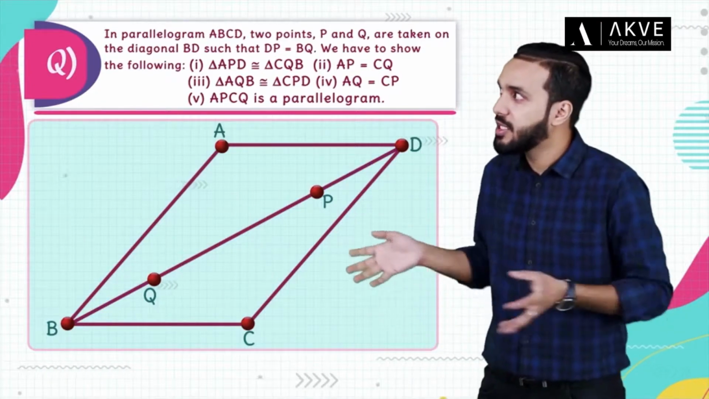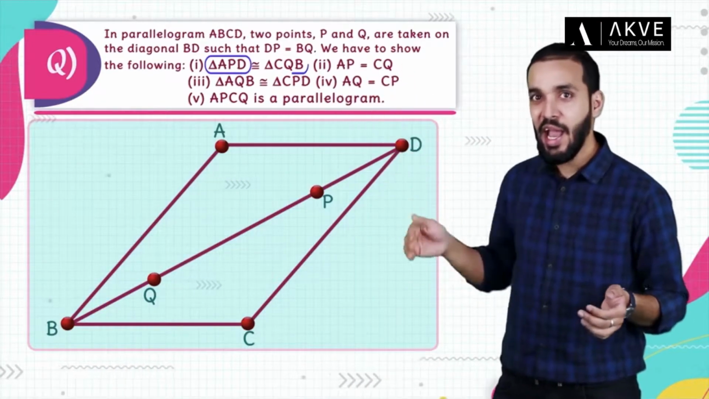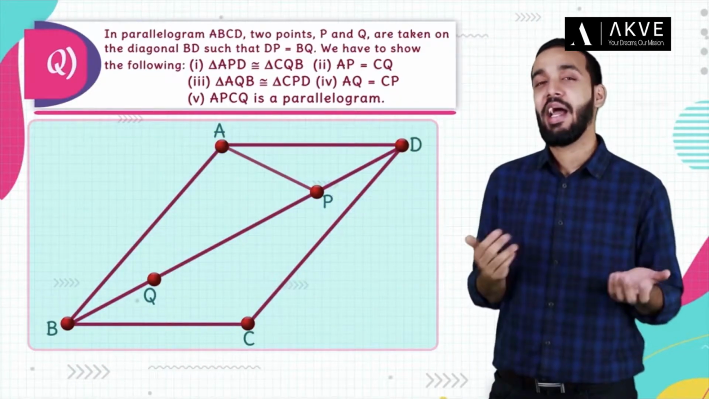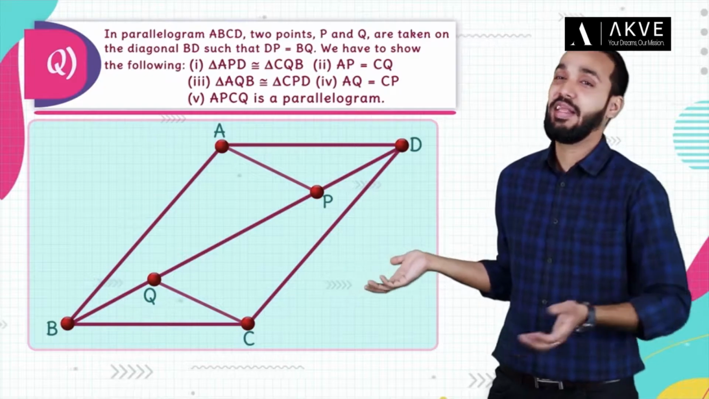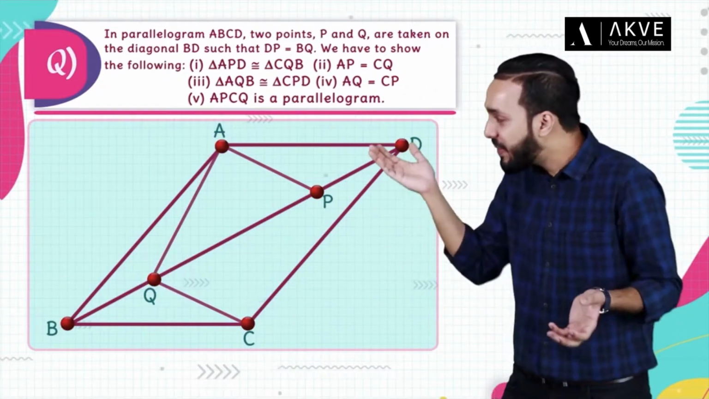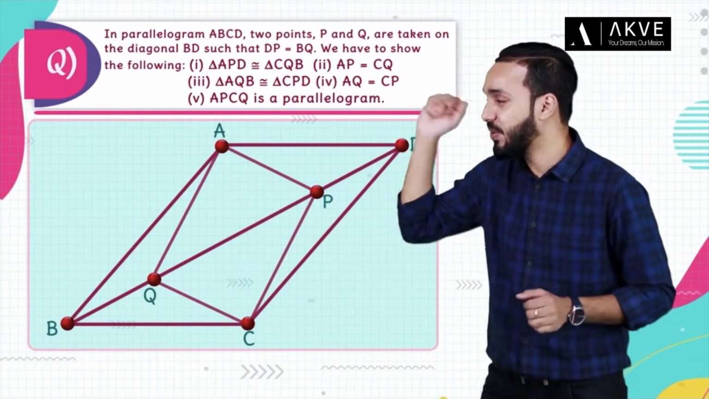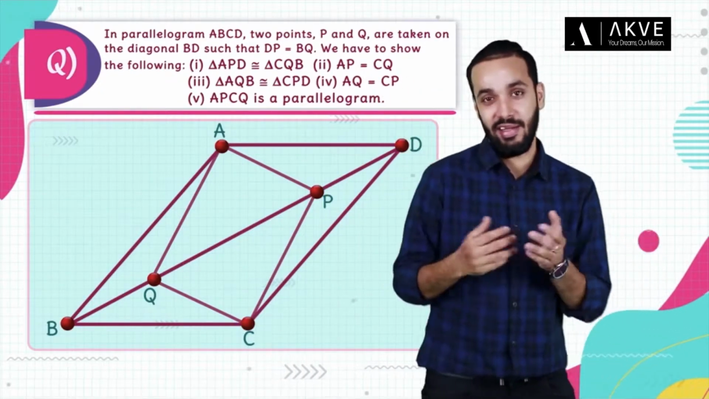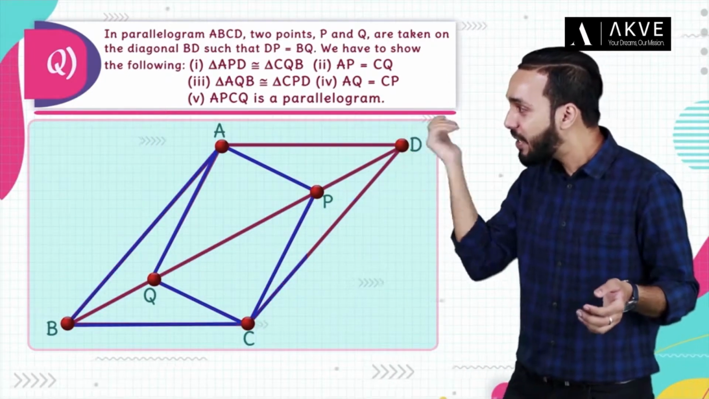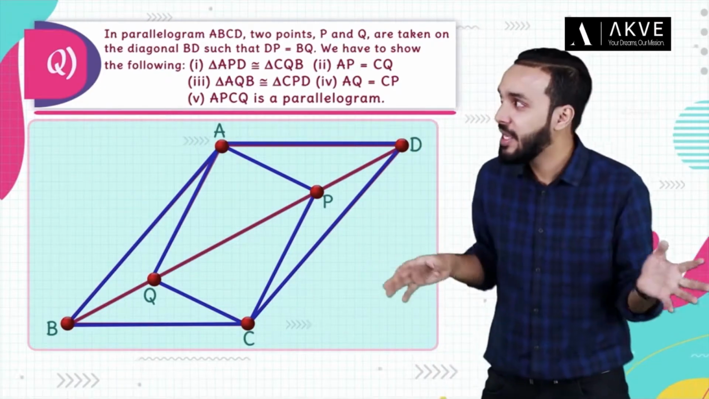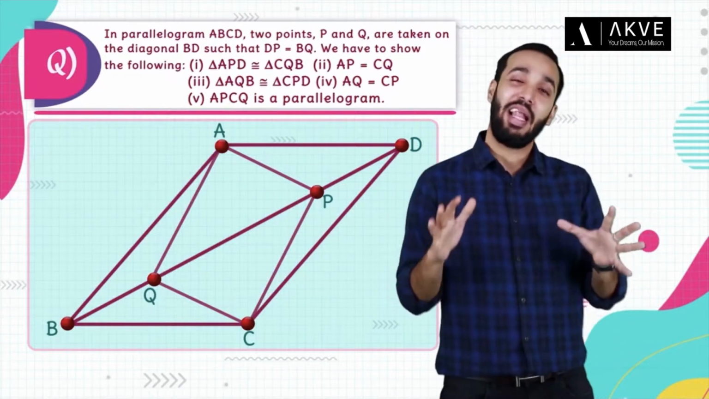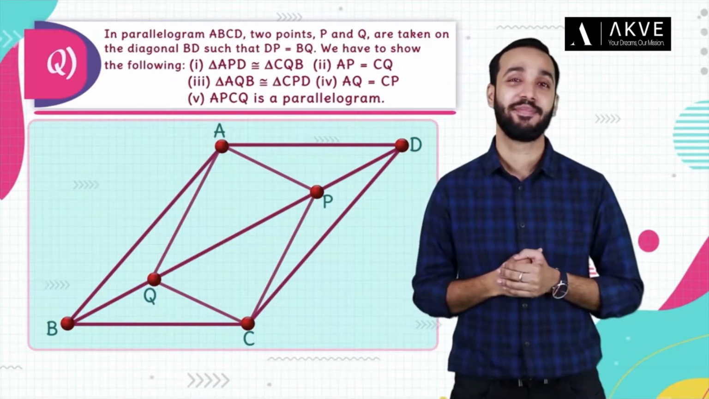Now, the question talks about triangles APD and CQB. So, we join A and P and Q and C to get the required triangles. Similarly, we join A and Q and P and C to get the other two triangles. The diagram is complete. Quite interesting, isn't it? Seems like a parallelogram inside a parallelogram. And if you notice, that's actually one of the requirements. We are probably on the right track. So let's get started with the solution.